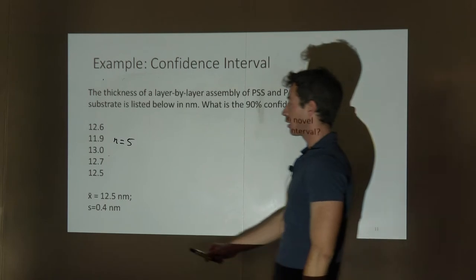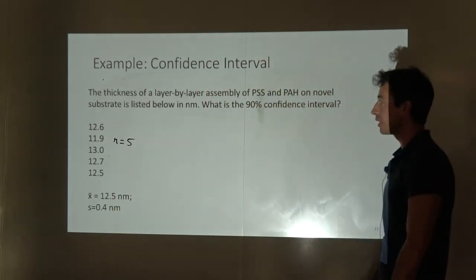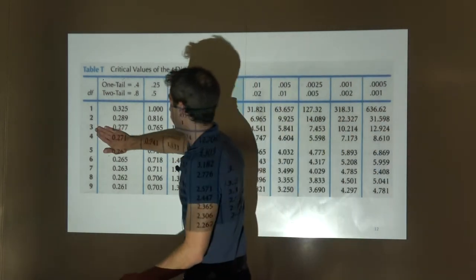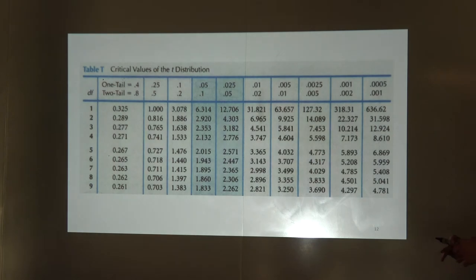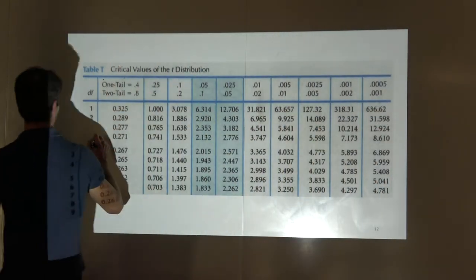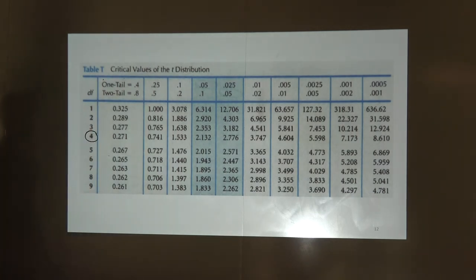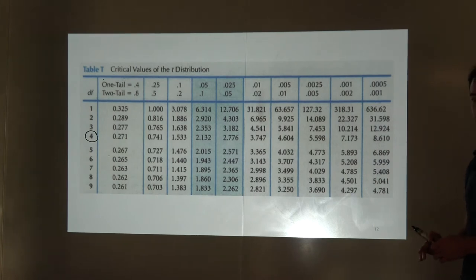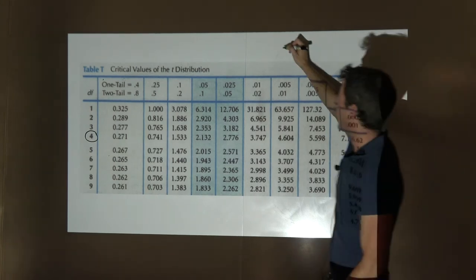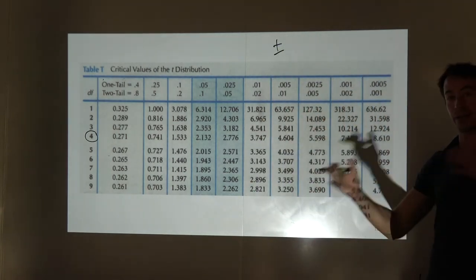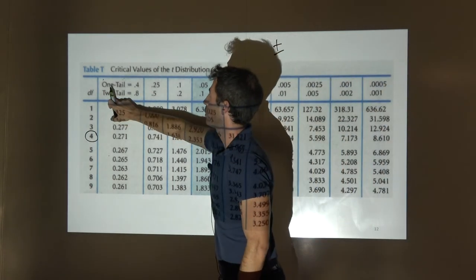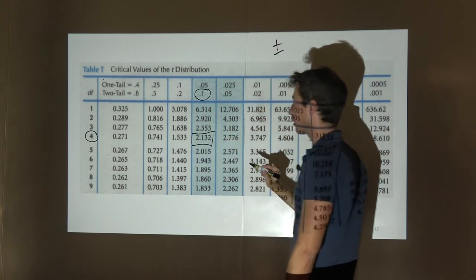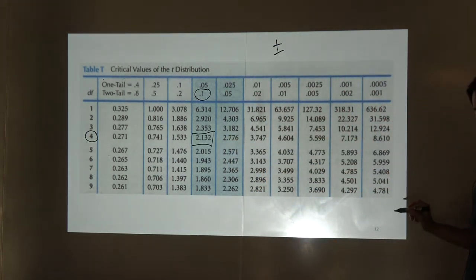Okay, so we know the mean, we know the standard deviation, so we need the T value. We need the T statistic. So we can go to our table. For an N equals 5, we have 4 degrees of freedom. Now, one-tailed or two-tailed? It's a two-tailed situation because we're looking at plus or minus. We're looking at the range at which it is. So 90% confidence, two-tailed, we're looking at this column. So our T statistic is 2.132.